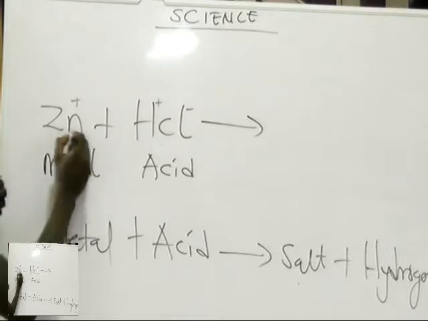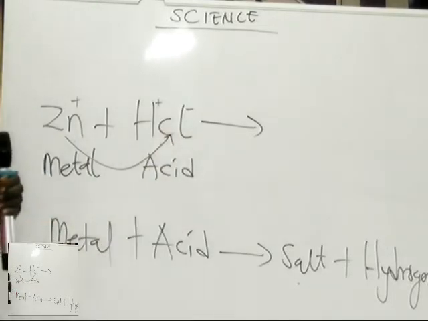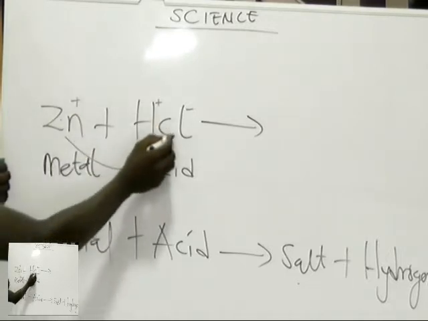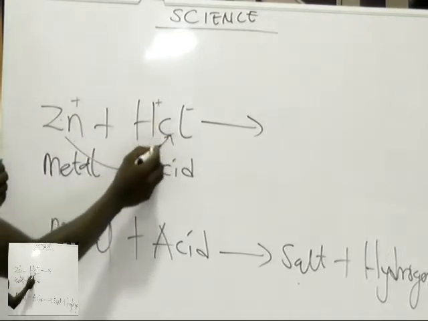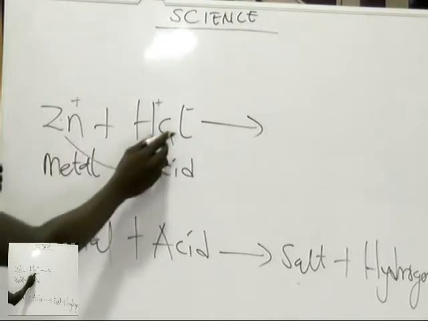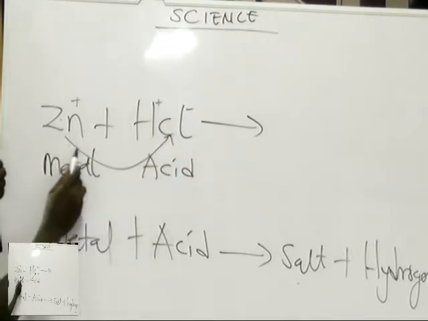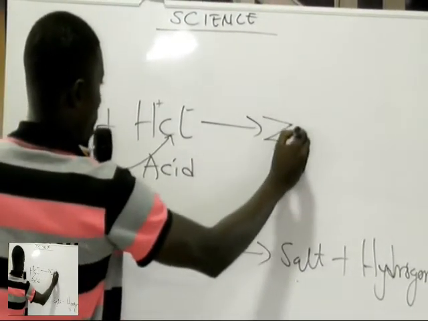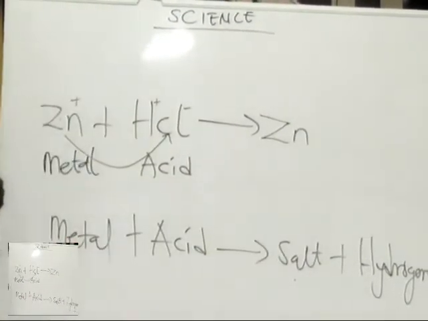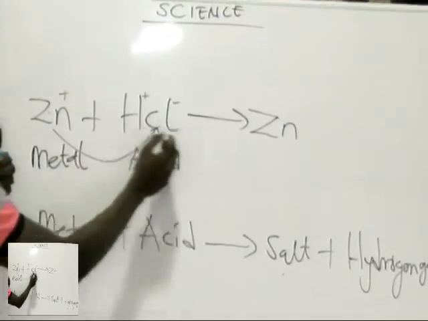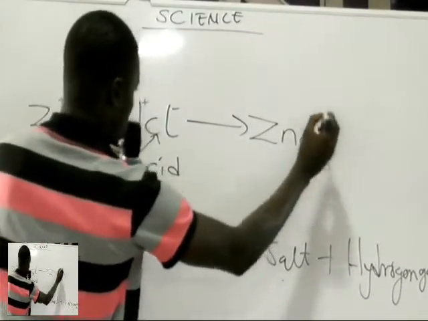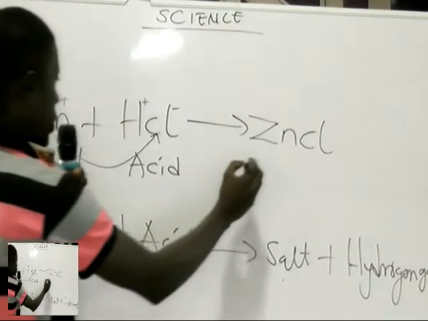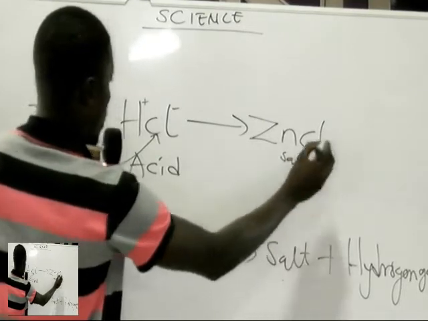So here, we'll take this. Assuming this is a man and this is a woman, the man is going to marry this woman. So the zinc is the man and the chlorine is a woman. The zinc is going to get married to the chlorine here. So you write the name of the man first, then you write the woman. So the first product is the salt. This is the salt.